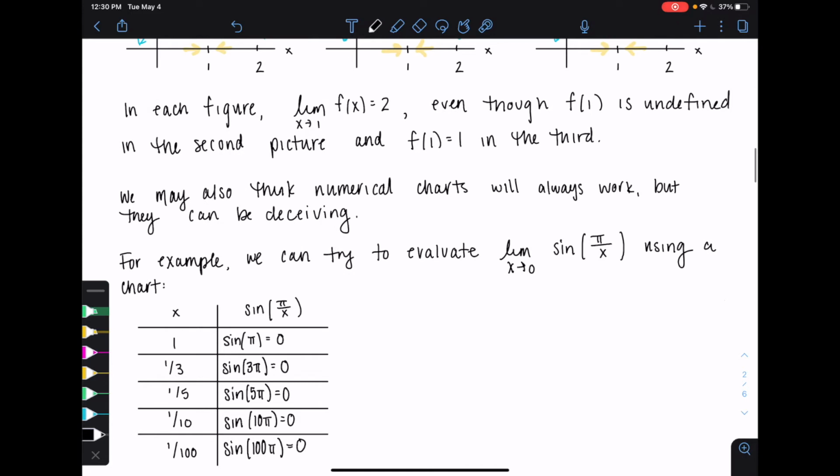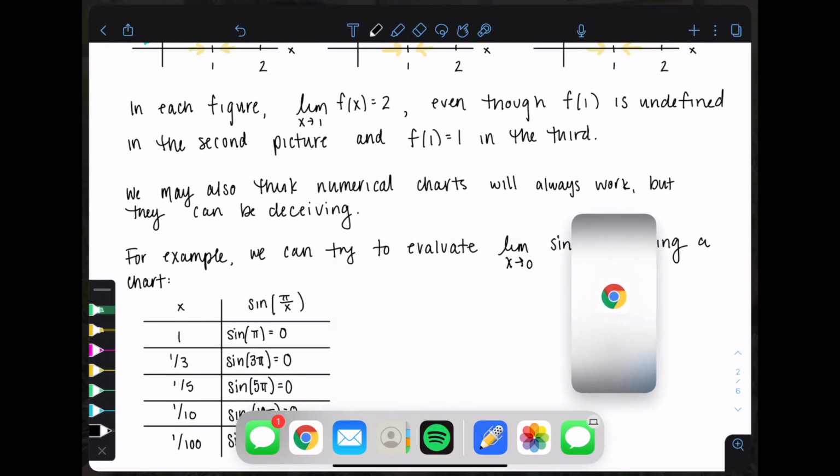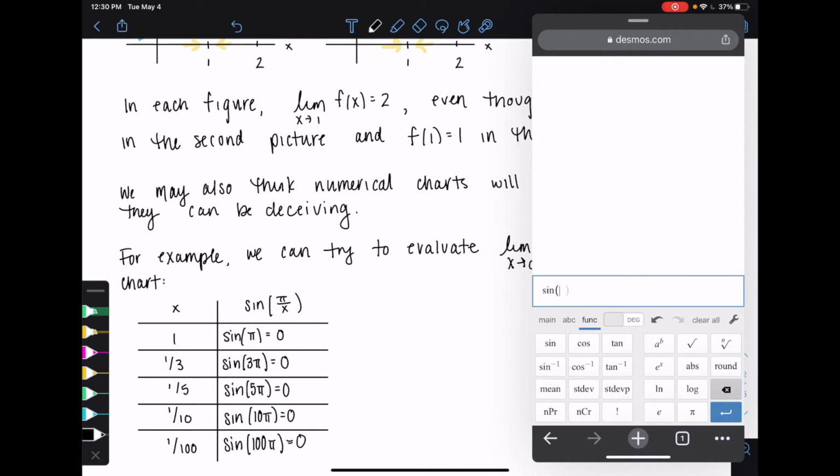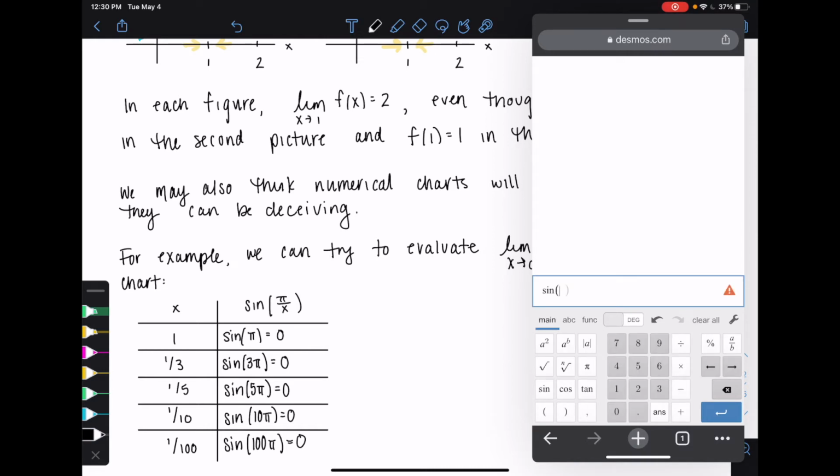So let's take a look. If I go ahead and look at sine of pi divided by, let's pick a number that I can't plug in as nicely, say like 0.27. That doesn't give me 0. I can't do this in my head, but 0.27 is close to 0.